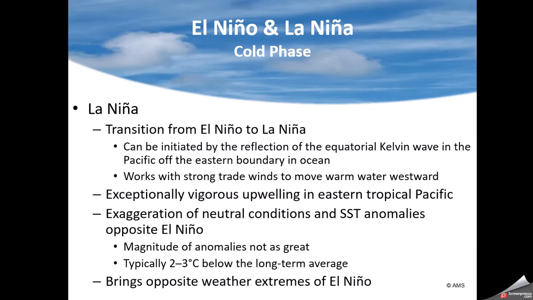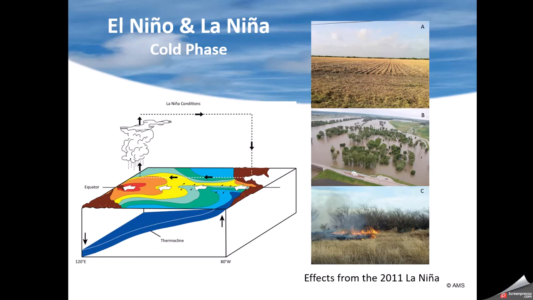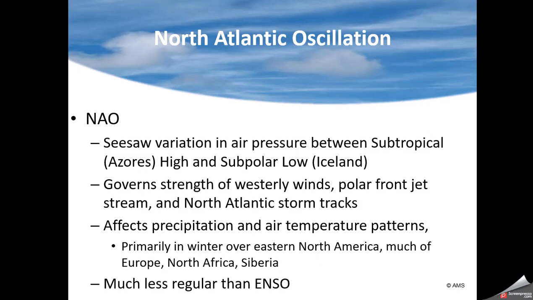So, La Nina isn't quite as intense usually. It's usually a couple degrees below normal. But it changes everything as far as how the circulations go across the United States. It has an impact, particularly in the wintertime. The summertime impact is more on the tropics.